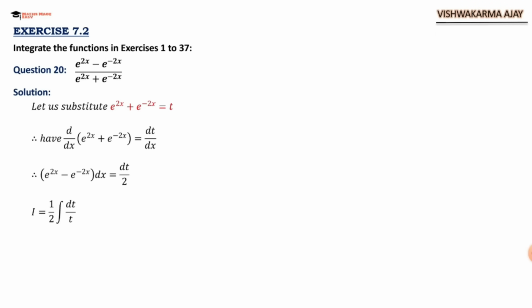So I is equal to 1 upon 2 integral of 1 upon t dt. Again, the integral of 1 upon t is log of t. Don't forget to resubstitute the value of t. Hence we got our answer.